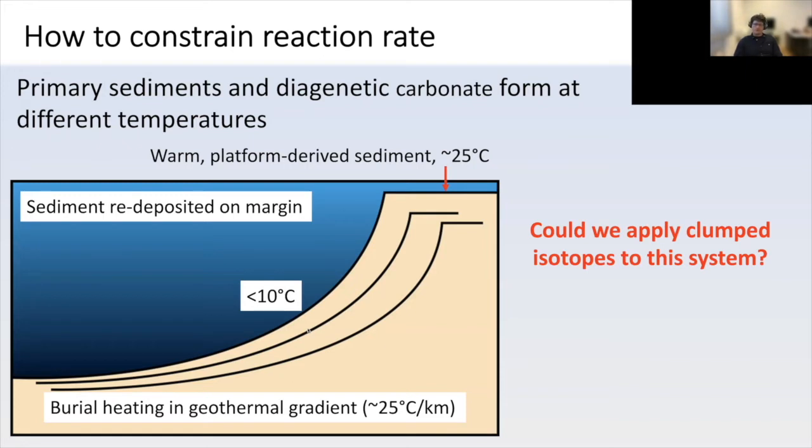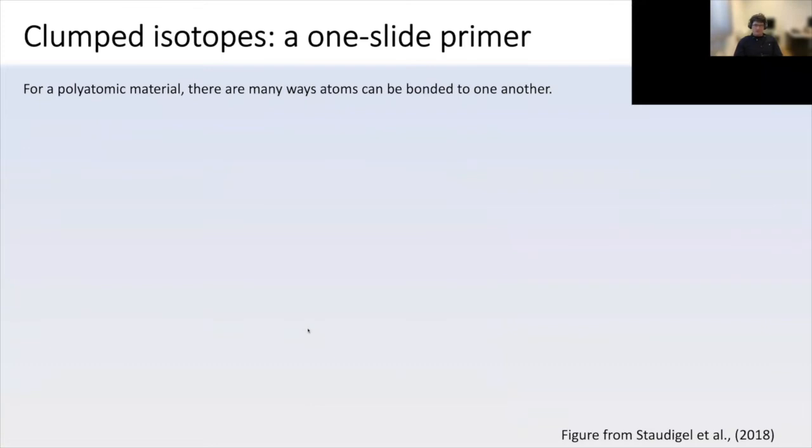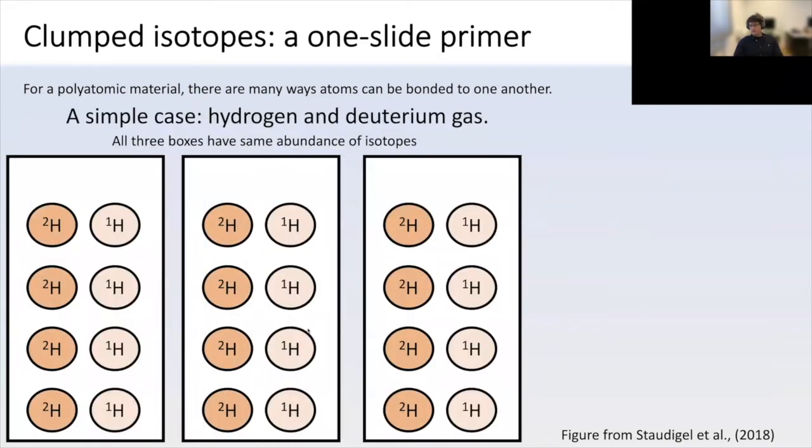recrystallizing and re-equilibrating. So just a primer, because I'm aware that this is the SEDS Online talk, not the geochemistry symposium, it's useful to give you a brief one-slide primer for this. For any polyatomic mineral or material, there are different ways in which elements can be bonded to one another. So I'll give you an example here. Here we have 3 boxes of hydrogen, and they all have exactly the same ratio of hydrogen 2 to hydrogen 1, or deuterium to hydrogen.